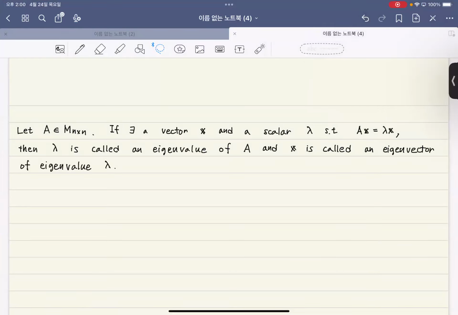Okay. So now we are in chapter 5, which is about the eigenvalues and eigenvectors.